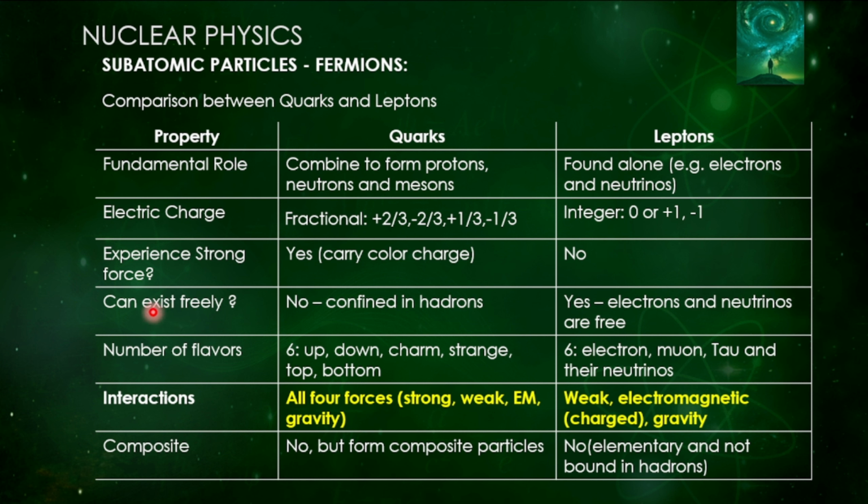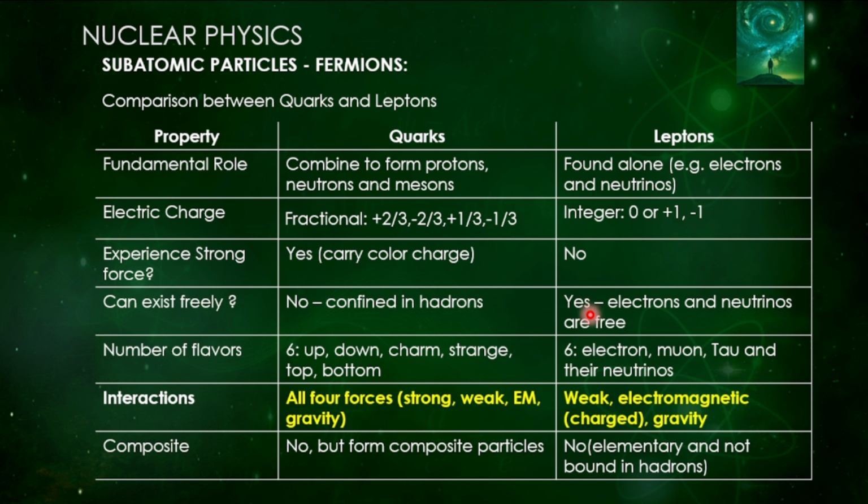Okay, can they exist freely? For leptons, yes, they can exist freely, especially if they are charged. For quarks, no, because quarks are confined in hadrons. They are parts of a bigger thing, just like up, up, down form the proton. So they cannot fly freely in space. They make up bigger particles like hadrons.